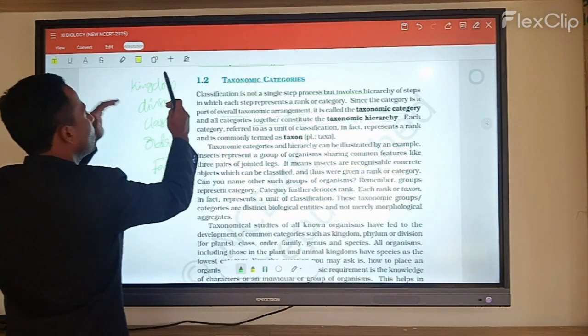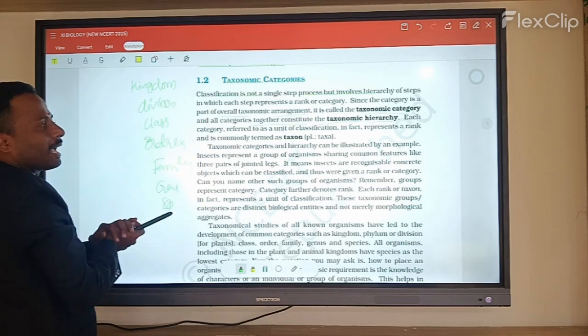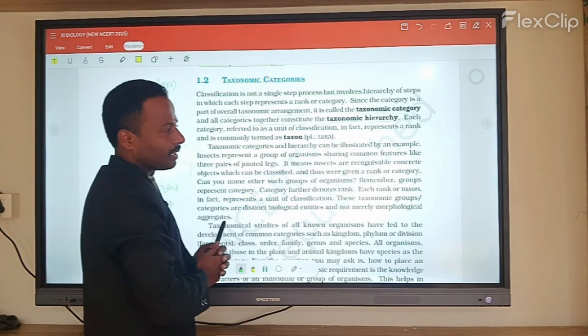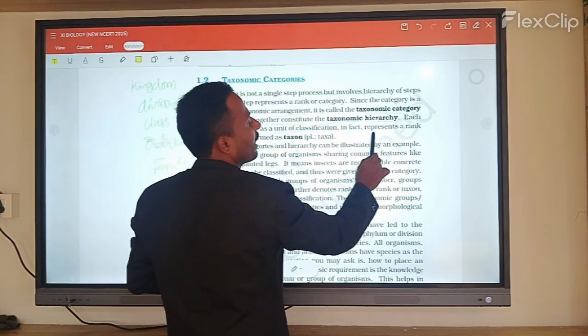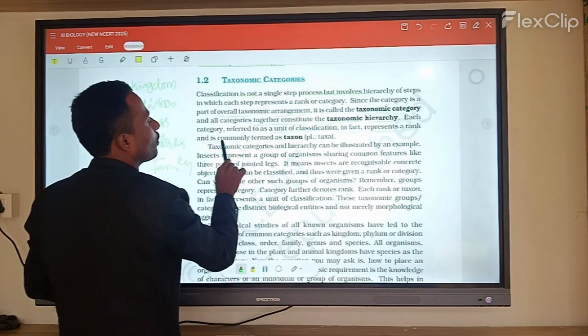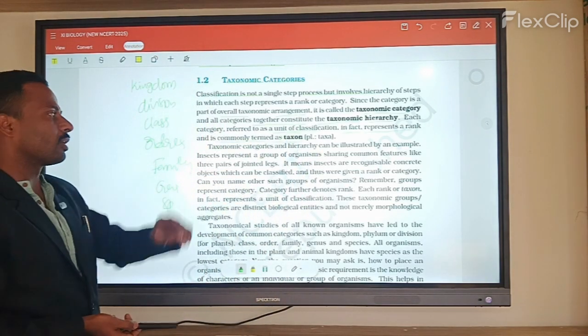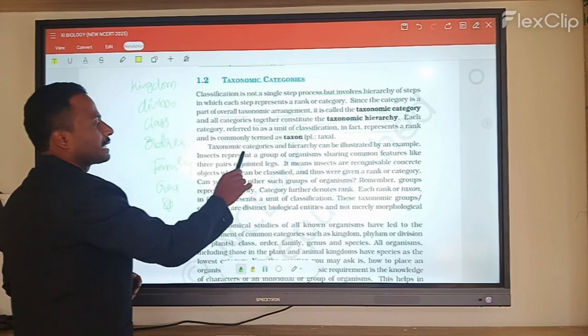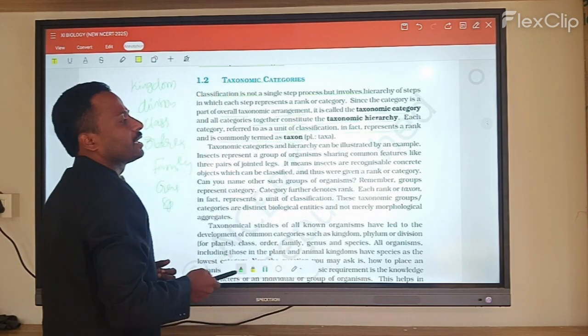So when all these hierarchies come together, all these categories together form what? The hierarchy level. Each category refers to a unit of classification. In fact, they represent a rank and they are commonly termed a taxon. So each one we call a taxon. Each one they call what? Taxon. Now the taxonomic categories and hierarchy can be completely illustrated by an example.